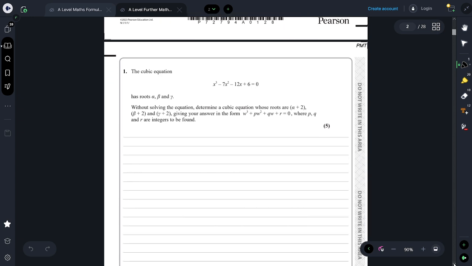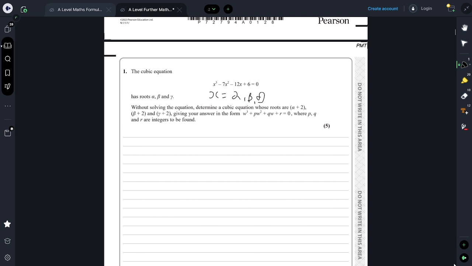Okay, so question one, quite a standard roots of polynomials question. We've got a cubic equation, and it says without solving the equation, find the equation whose roots are alpha plus 2, beta plus 2, and gamma plus 2. If the roots are alpha, beta, and gamma, those are the values that you substitute in place of x to get 0.